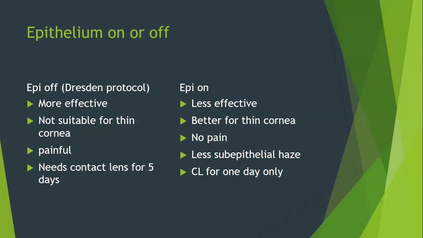Which one is better? The standard conventional method is the epithelium-off procedure, which is called the Dresden protocol because this is a hospital in Germany. They created this protocol. In this, we use 0.1% riboflavin. We first debride the epithelium, 8 to 9 millimeters. We instill drops of riboflavin for about half an hour at 5-minute intervals. After that, we expose the cornea with UVA rays for 30 minutes.